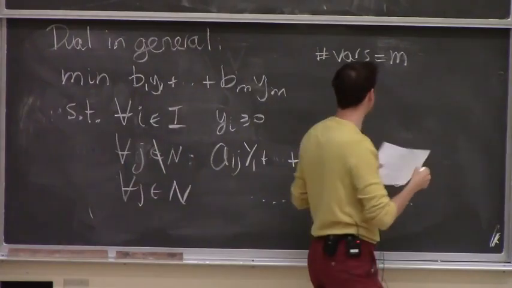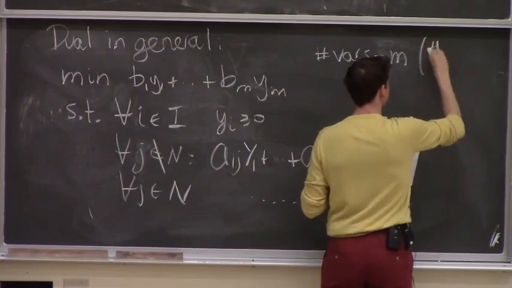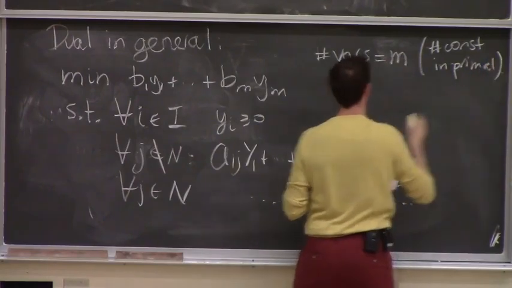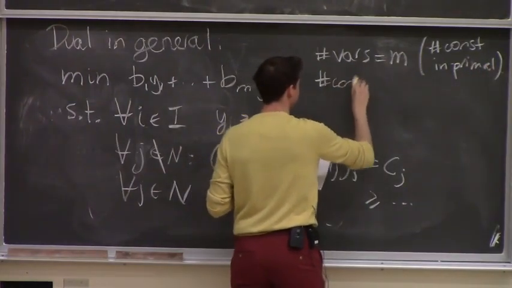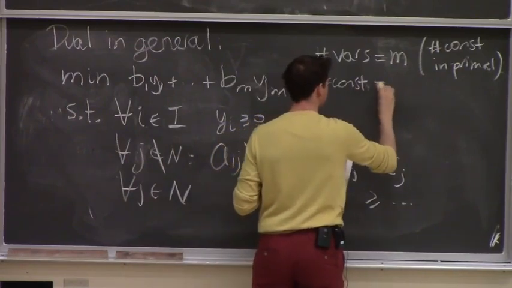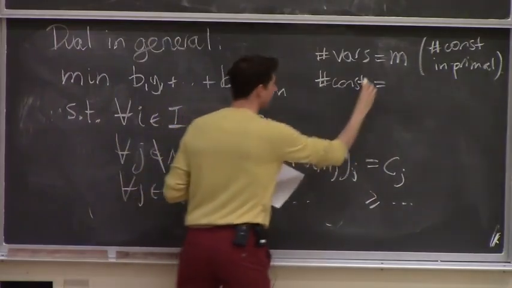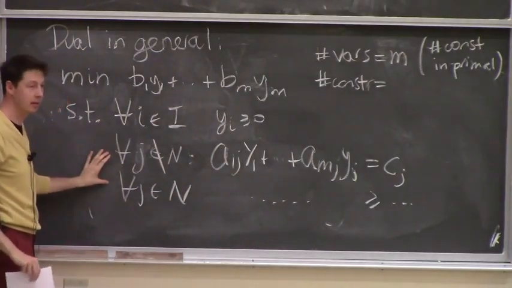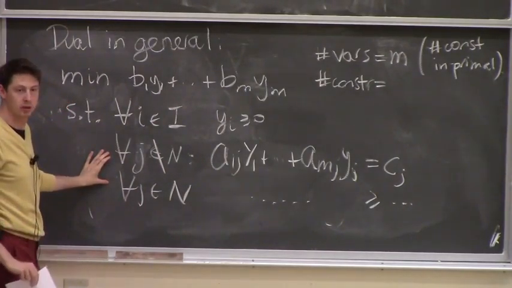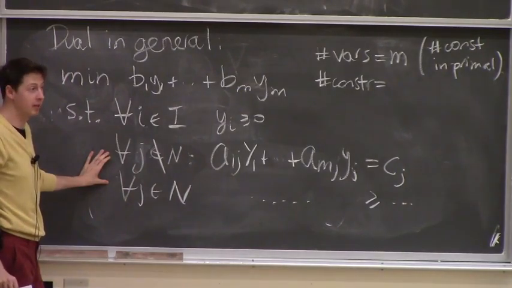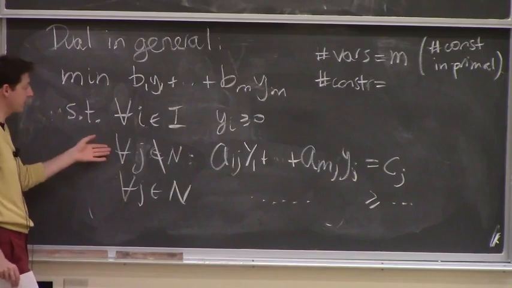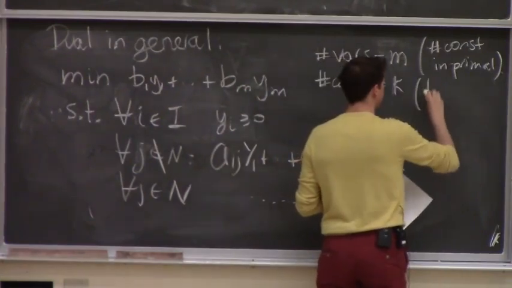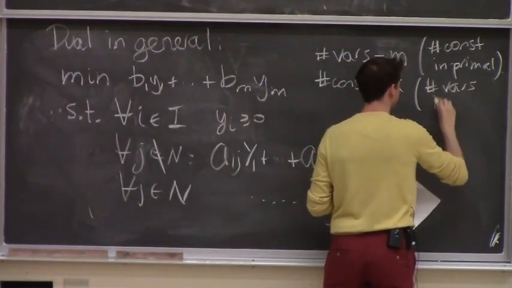Number of constraints, right? So that's equal to the number of constraints in the primal. What is the number of constraints again? These guys don't really count as constraints. They're kind of special constraints. How many of these are there? There is k, as many as the number of variables, because every variable either sits in N or it doesn't, okay? So that is the number of variables in the primal.